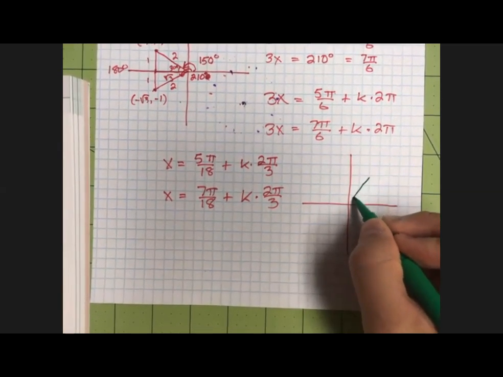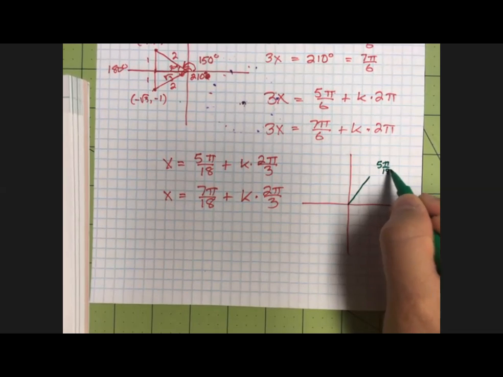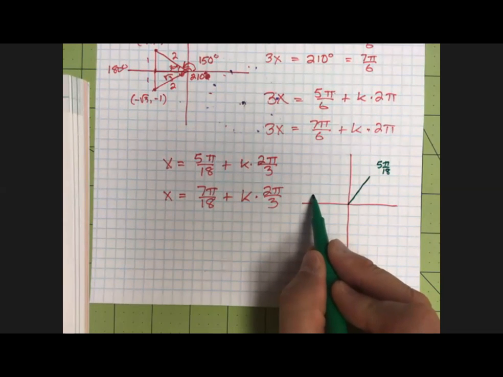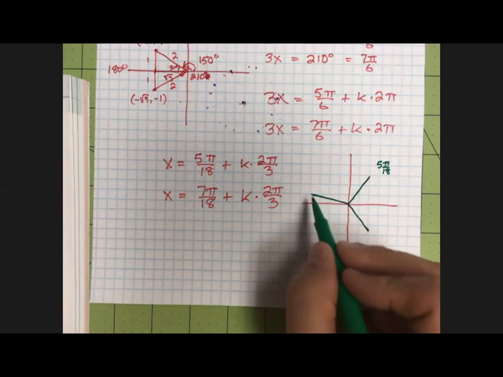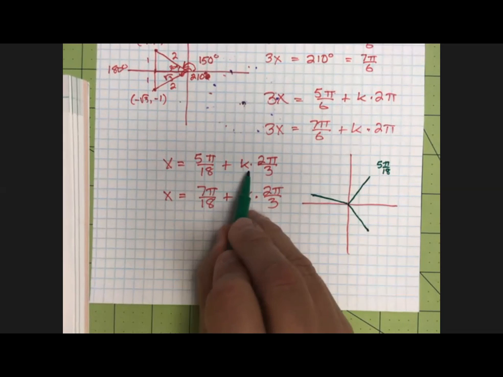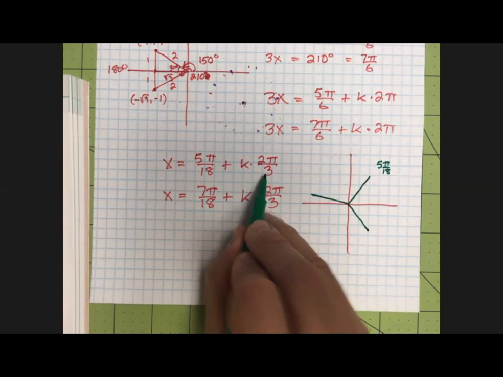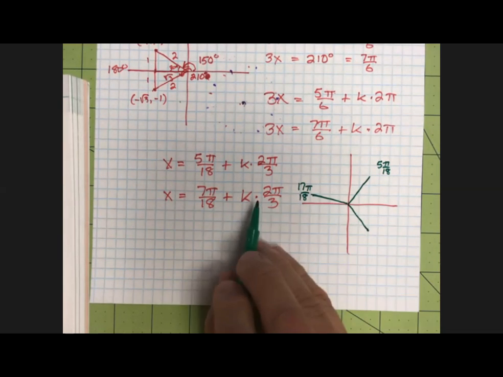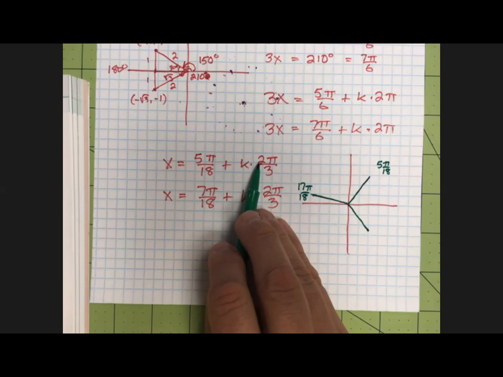So that must be 5 pi over 18. But then plus 120 degrees and 120 degrees again. So what I have is 3 equally spaced angles. This would be 5 pi over 18 plus 2 pi over 3. I change that to 18, it's 12, so this would be 17 pi over 18. And then plus 4 pi over 3, give me a 6, give me a 24.